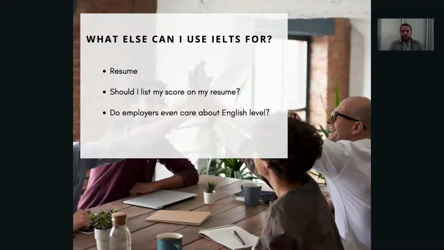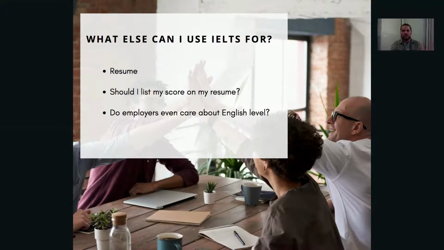So if I've spent all this money on the test, if I've spent all my time studying, and finally I have my score, what else can I use it for? The truth is, not a lot. We can put our language level score on the resume, but we're not going to list it as an IELTS score because most Canadians do not know what IELTS is. We are going to translate that score, at least in Canada. We're going to translate it to the CLB score that I was talking about before.